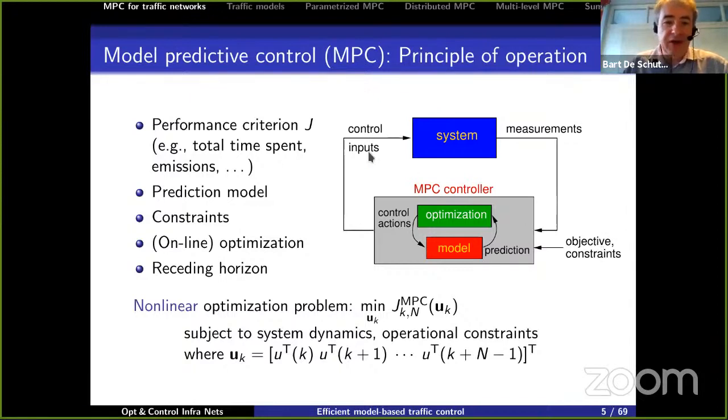So the objective in a traffic context would be the total time spent or the emissions. The constraints could be, for example, constraints on queue lengths, constraints on densities, and so on.